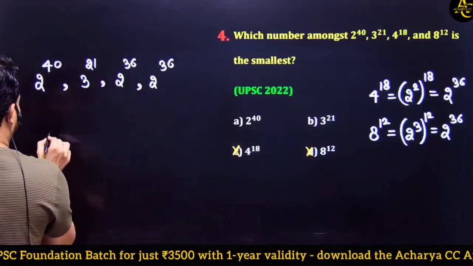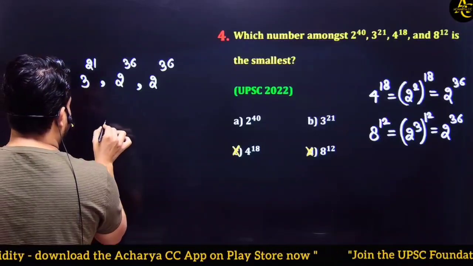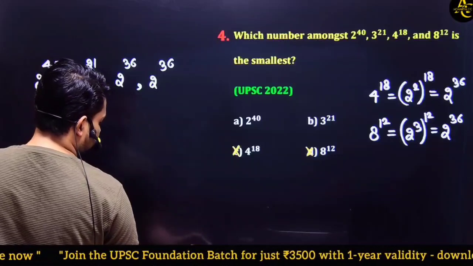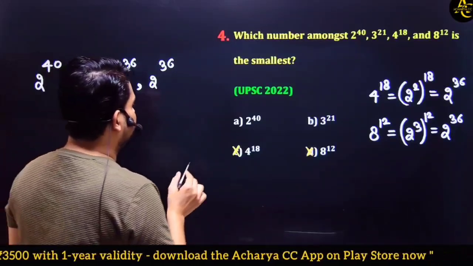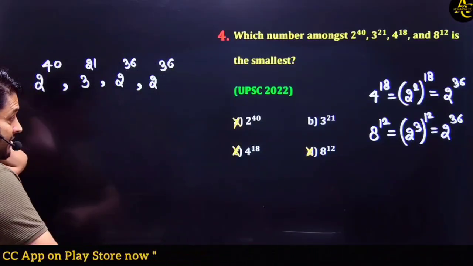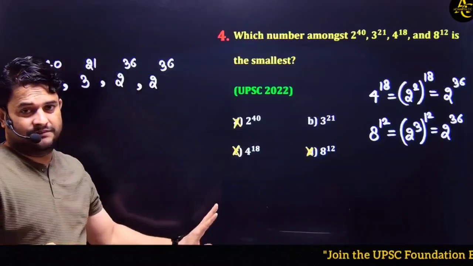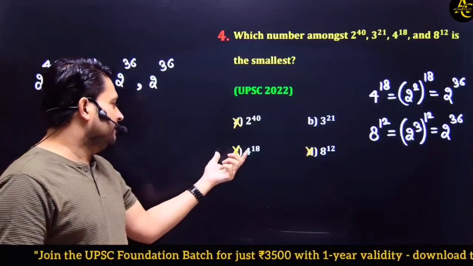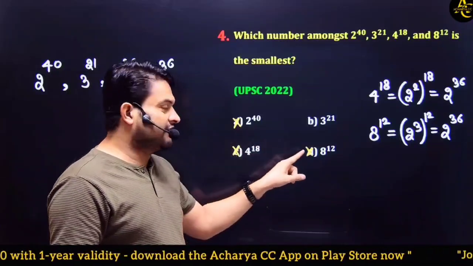So you have 2 to the power 40, and you have 3 to the power 21. See, this number is the biggest, you can't compare it. You have to find the smallest number. See, here is a magic, you need not solve this question. Both these numbers are equal, means they can't be the answer. Why? Because these numbers are the same, and both same numbers cannot be the option, because we have to eliminate one of the numbers. So these two options cannot be your answer.